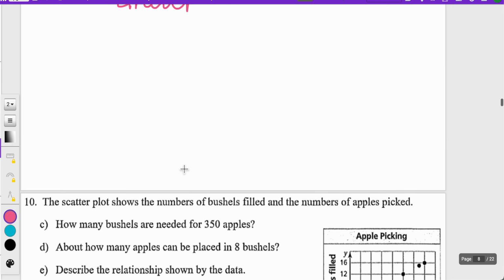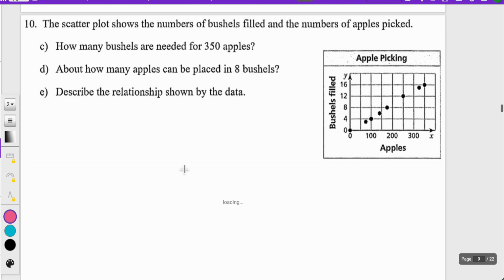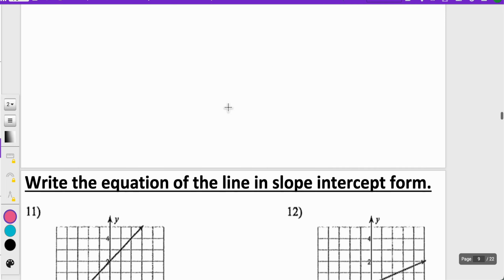10, the scatter plot shows the number of bushels filled and the number of apples picked. So how many bushels are needed for 350 apples? We're going to say about 16. About how many apples can be placed in 8 bushels? This is 100, 150, so we'll say 175, and then describe the relationship. This is a positive linear relationship.